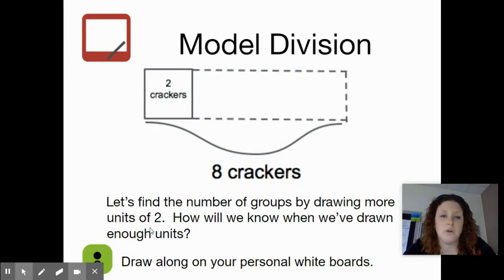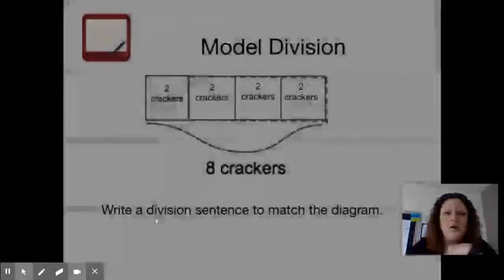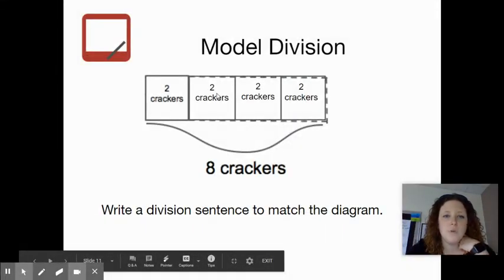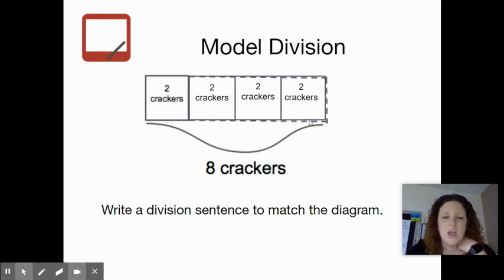How are we going to know when we're done drawing groups of 2? Well, we're going to skip count by 2s, and as soon as we get to 8, we're going to stop. So here we go. 2, we already have the first group of 2. 4, 6, 8. Whoops, Miss Medlin went too fast. 2, 4, 6, 8. So I can see that there are how many groups, how many sections in my tape diagram? 4, that's right.